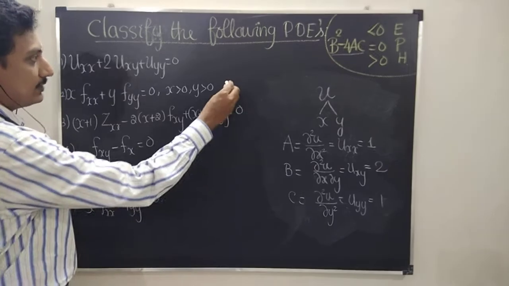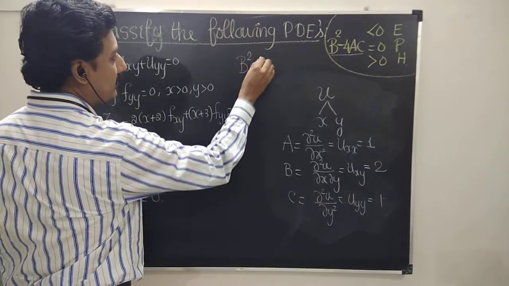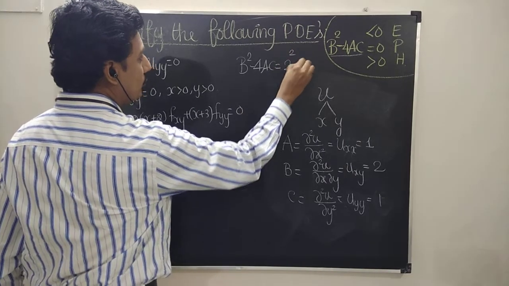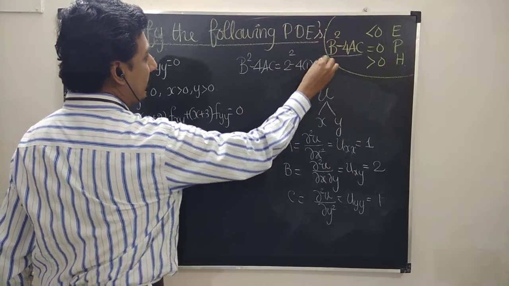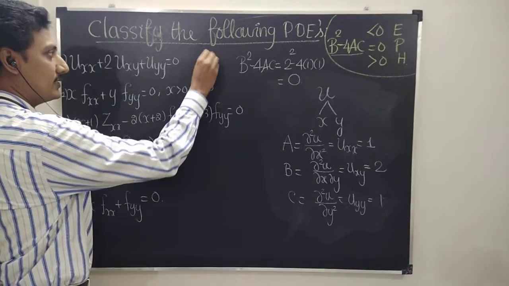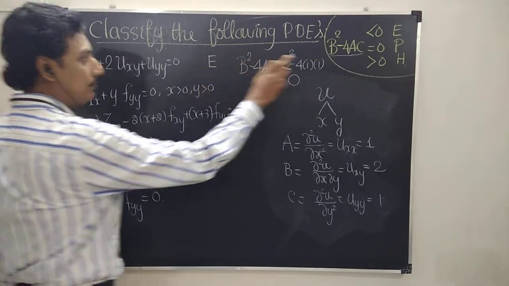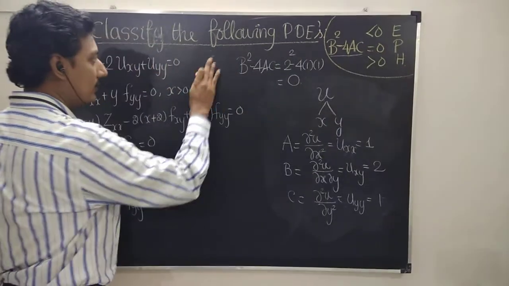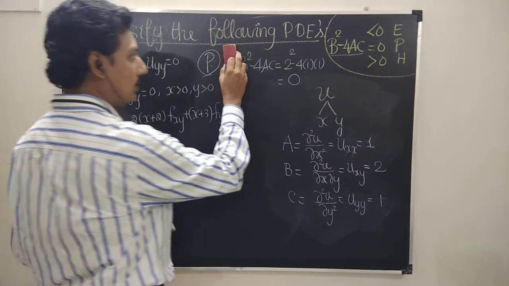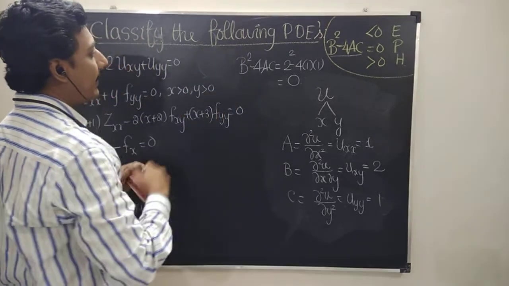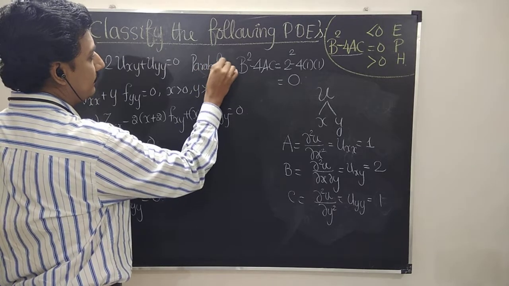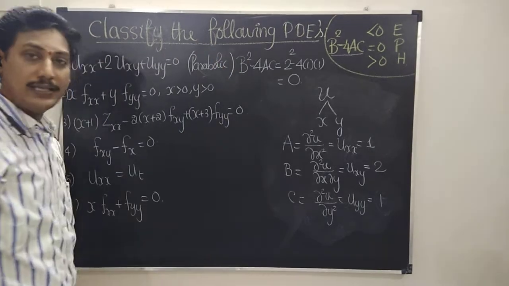Now find out b squared minus 4ac. B is equal to 2, so 2 squared minus 4 into 1 is equal to 4 minus 4, that is 0. Is it elliptic? No, it is equal to 0, so parabolic. This is the example for a parabolic type equation. So the first question is parabolic type, parabolic at all points x comma y.